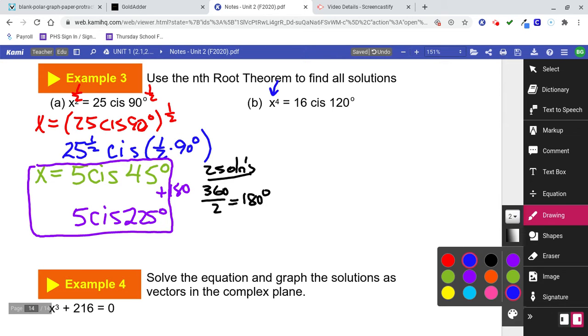If I wanted to isolate x, I could do the 1/4 power on both sides. Okay? I'm going to take the 1/4 power on both sides. I'm going to get x equals 16 cis 120 to the 1/4 power. So DeMoivre says we're going to have 16 to the 1/4 cis 1/4 times 120.